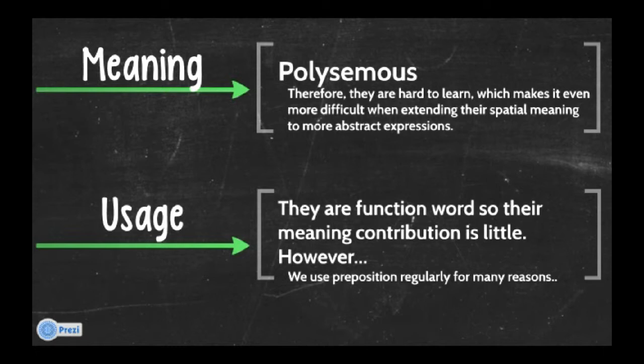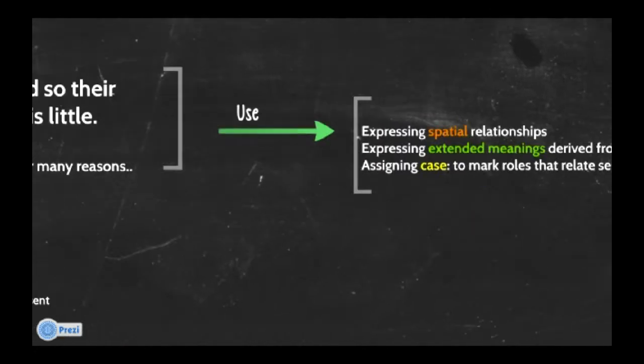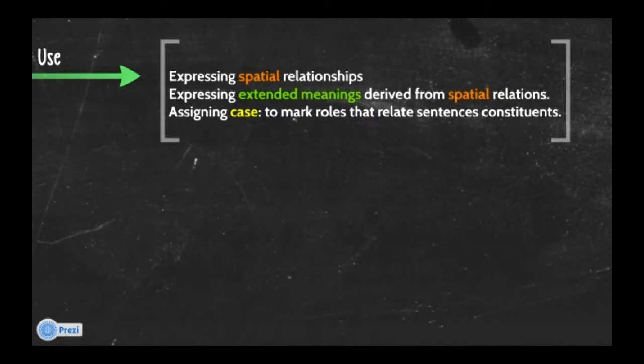In terms of usage, we can say that they are function words, so their meaning contribution is little. However, we use prepositions regularly, for many reasons. We use them to express spatial relationships. Also, we use them to express extended meanings that derive from these spatial relationships. And finally, we use them to express case, to mark roles that relate sentence constituents.